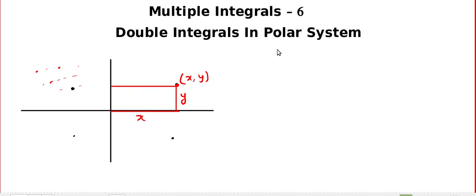Now comes another system, the polar coordinate system. In the polar coordinate system, instead of drawing the x-axis and y-axis, we just draw one arrow. Look at this point. Instead of the origin, we have a point here, and that point is called the pole. And this is called the polar axis or the initial line.